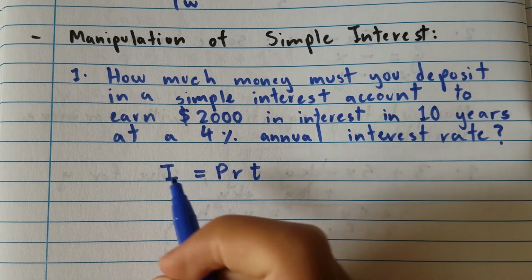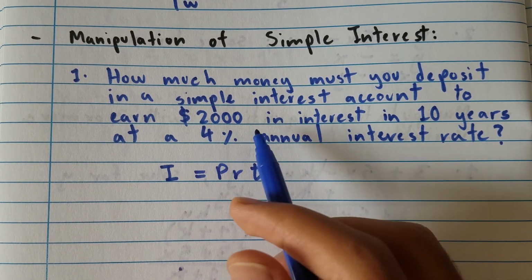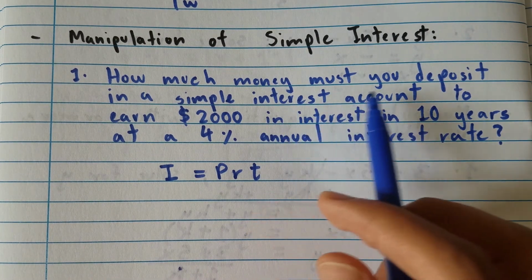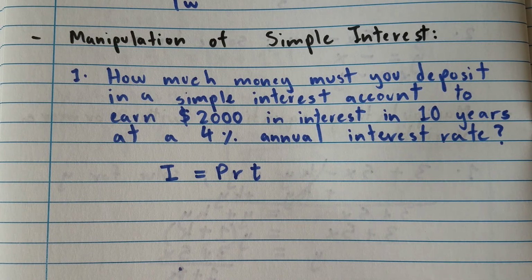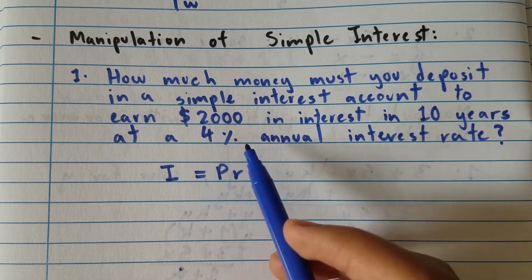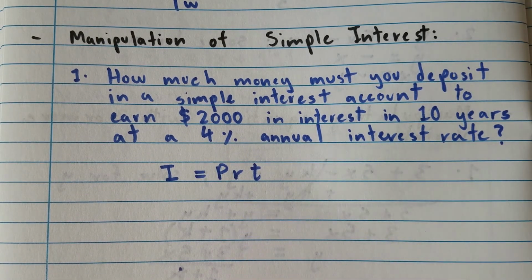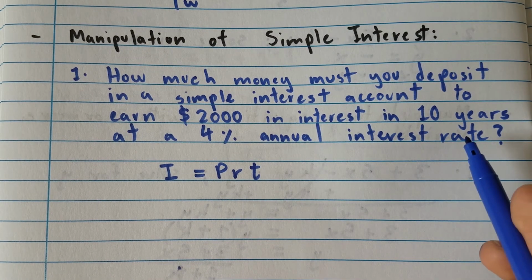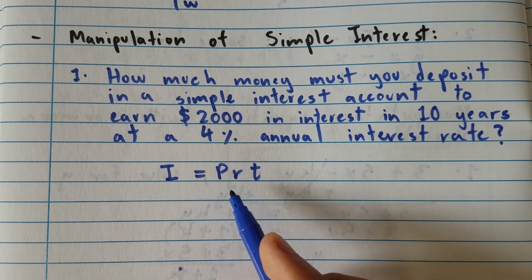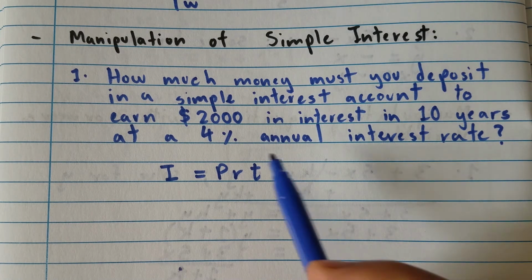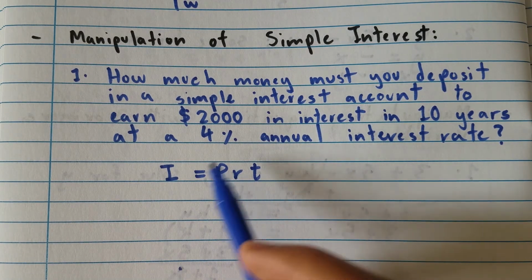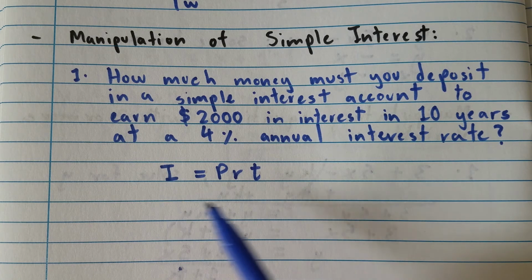So we know that I in this question is 2,000 because this person wants to know how much money to deposit in a simple interest account to earn $2,000. And we know that the rate is 4% or 0.04 in decimal. And we also know that the time is 10 years. But the only thing that we don't know is the principal amount. And that is how much money the person should deposit. So we can manipulate this formula to solve for the principal amount. And then we can plug in the I, R, and T to solve for the principal amount.